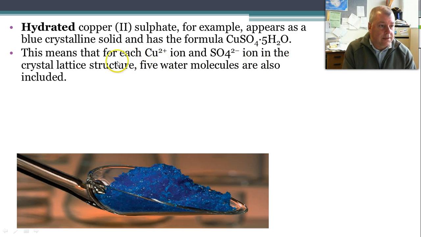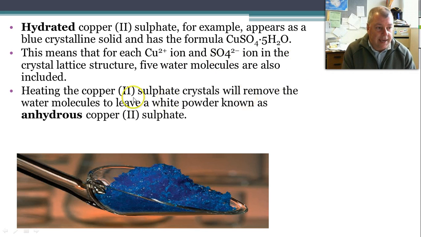Now this means that for each copper 2 plus ion and sulfate ion, there are 5 water molecules, just what I said. Now heating the copper 2 sulfate crystals removes the water molecules. The water molecules get the kinetic energy of heat. They have too much energy and they can't stay in the lattice anymore, and they get expelled, and it becomes a white powder known as anhydrous copper 2 sulfate. So we're going from hydrated to anhydrous, meaning basically dry.